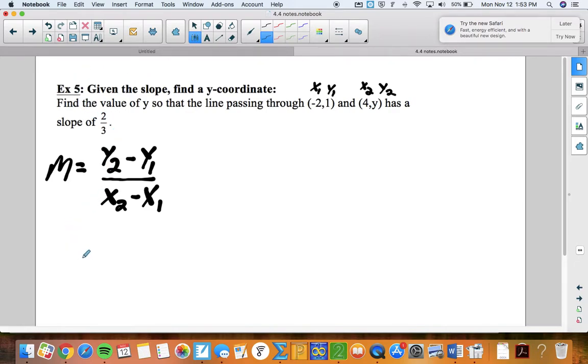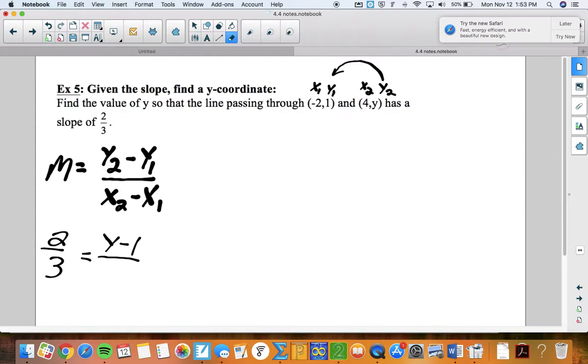So here's how this is different. I already know that m is 2/3, that my slope is 2/3. So I actually substitute 2/3 in for m, and that's going to equal whatever I have to do with this calculation. So I need to take y minus 1, and divide that by 4 minus negative 2 on the bottom. So taking the difference of my x's, 4 minus negative 2. And then I'm going to keep working with that.